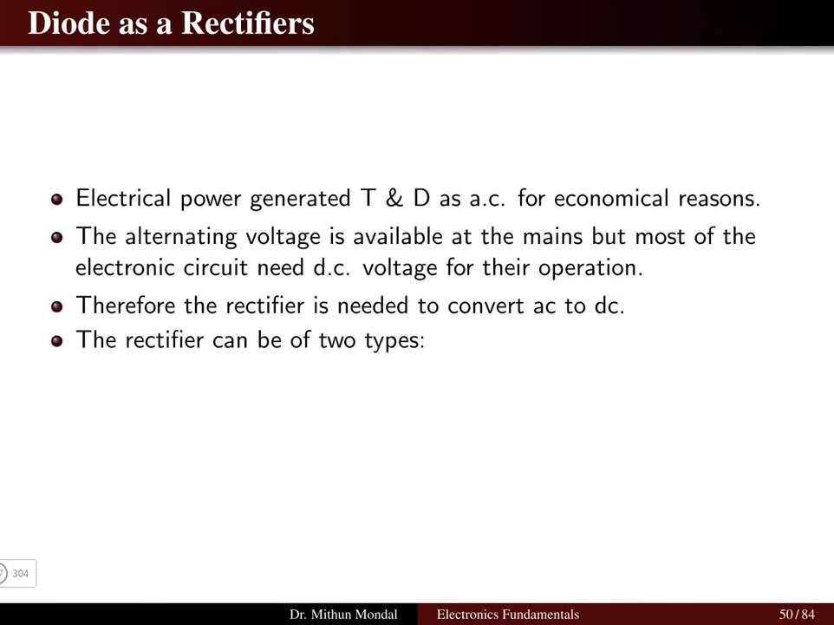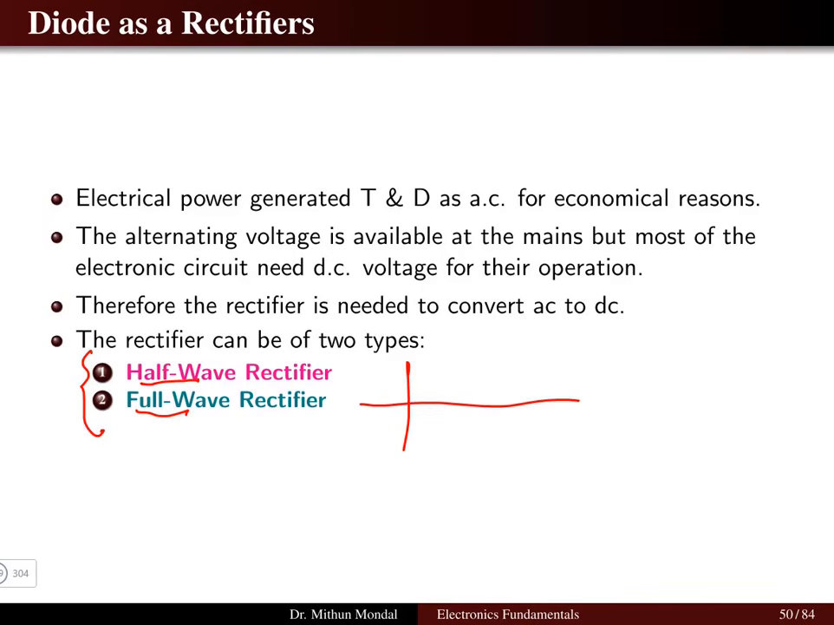The rectifier can be of two types. First is the half wave rectifier and the second is the full wave rectifier. From the name itself we can understand what a half wave and a full wave rectifier are, because one AC cycle has two halves, one positive and another negative. So if only one half of the cycle is rectified, that is known as a half wave rectifier. If both halves are rectified, then that is known as a full wave rectifier.